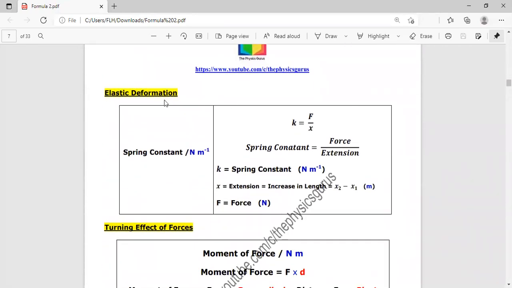Then the topic elastic deformation, its formula k is equal to F over x, where k stands for spring constant, F stands for force, and x or e stands for extension. Here we can calculate the extension like x2 minus x1, that is final length minus initial length, or extension is also called increase in length as well.